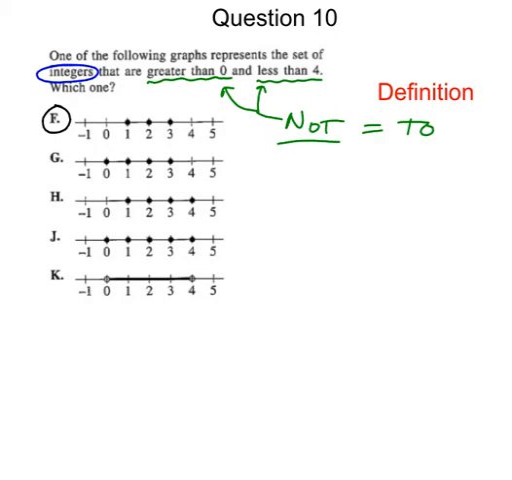But it also says that these are the set of integers. So in that case, K covers everything between 0 and 4. That includes 1.1 or 2.5. Those are not integers. So F is my only possible answer here. 1, 2, and 3 are between 0 and 4, and they are integers.